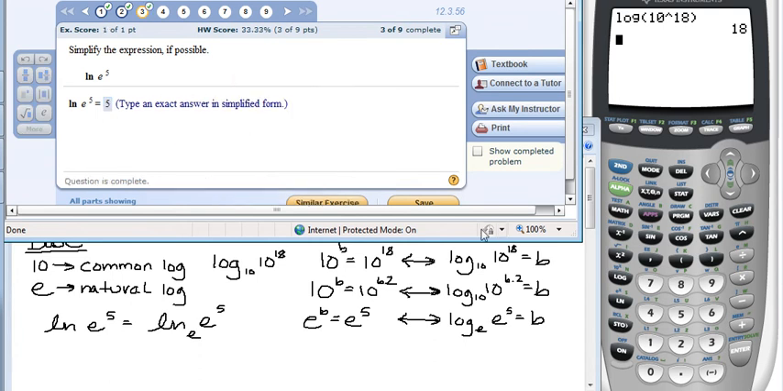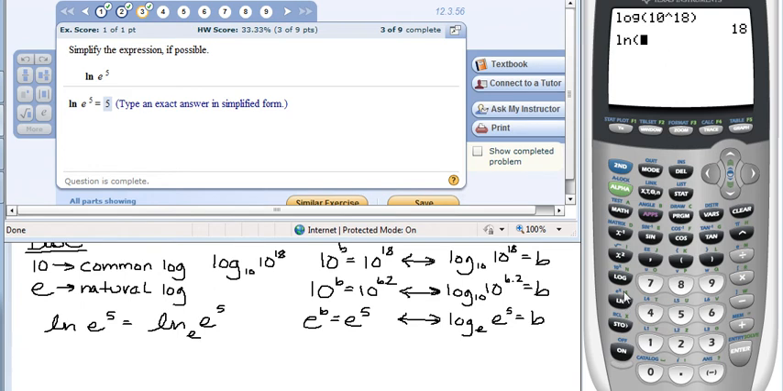Let's try it on a calculator. We have two types. We have the common log, which is exactly a base 10, and we have the natural log, which is a base e. So we can use that, and we want to raise e to the x to the fifth power.